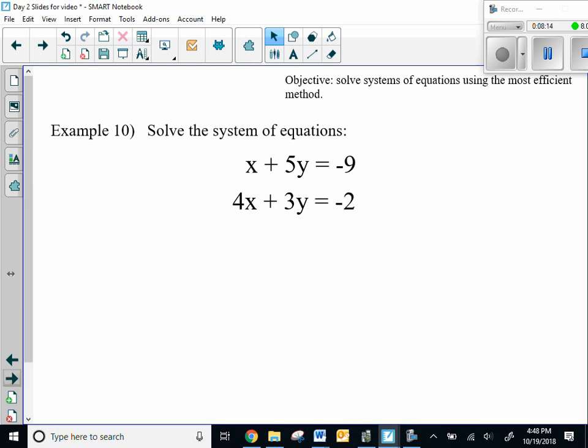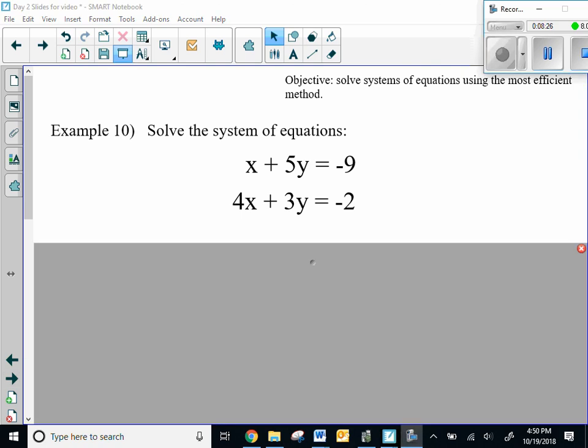So here it is, example 10. Use substitution to solve this. Again, I want you to pause the video and try it right about now. All right, if you haven't paused yet and tried it, make sure you do that. Otherwise, let's go over what I did here.